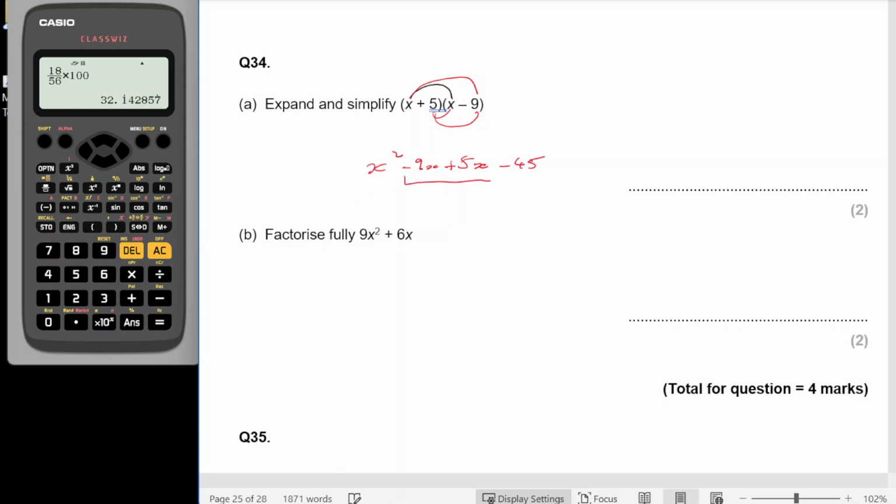Then I collect my like terms, my x terms, so that's going to be x squared. Minus 9 plus 5 is going to be minus 4x, and then minus 45.